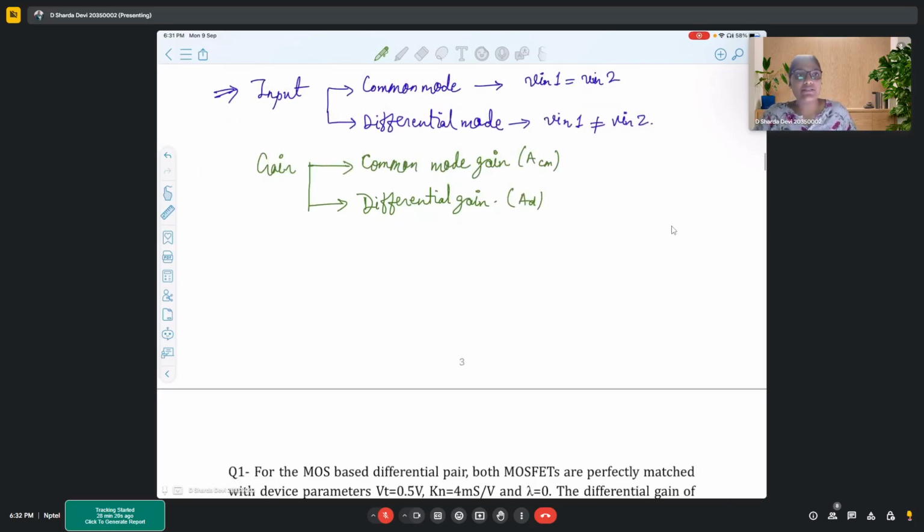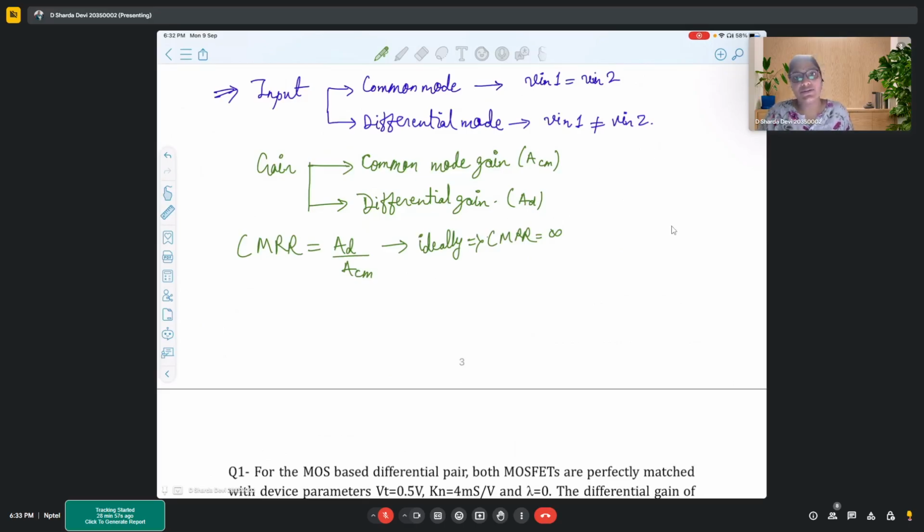And how do you judge whether your differential pair is good or not? It is based on the common mode rejection ratio, that is CMRR, which is basically AD upon ACM. So ideally, what we want is CMRR to be infinite. That means your ACM should be zero. So the common mode gain should be as low as possible.